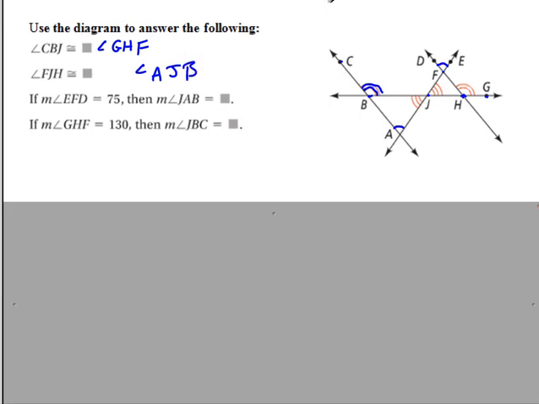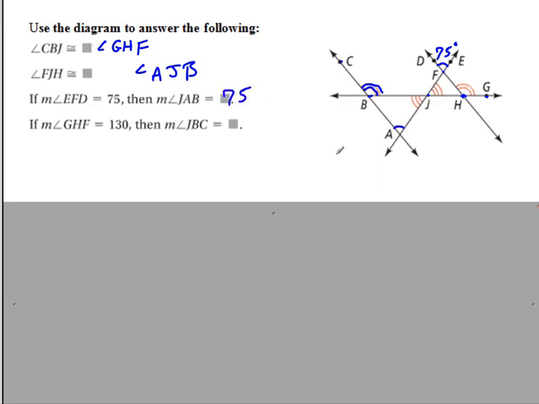Fantastic. What if we give them actual numbers here? EFD. Where's EFD? EFD is 75 degrees. Then find GAB. Well, they're congruent. They're marked here, EFD and GAB. So what is it? They're the same. That's nice. It's 75. That's 75.